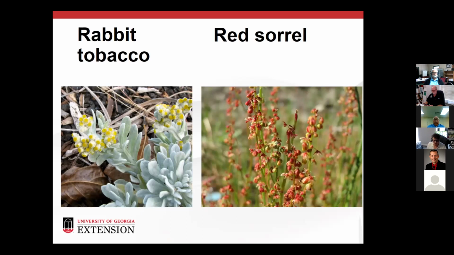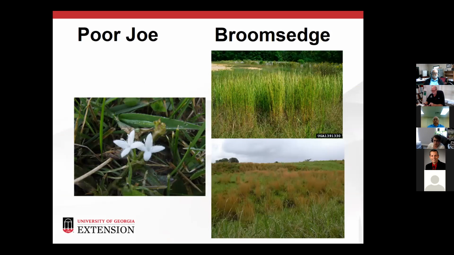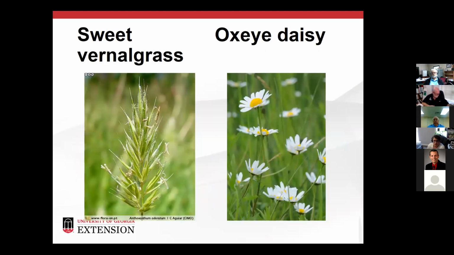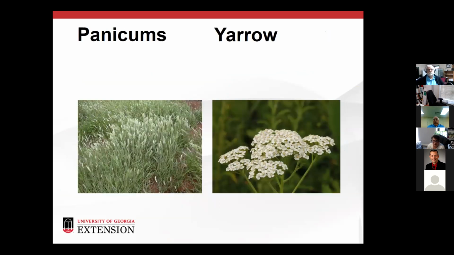Weeds that prefer either more acidic or more basic soils would be something like rabbit tobacco, red sorrel, poorjoe, broom sedge. We see that in a lot of our pastures and hay fields. Vernal grass, oxeye daisies. Oxeye daisy you'll often see along roadsides. Some of the panicums and yarrow as well.